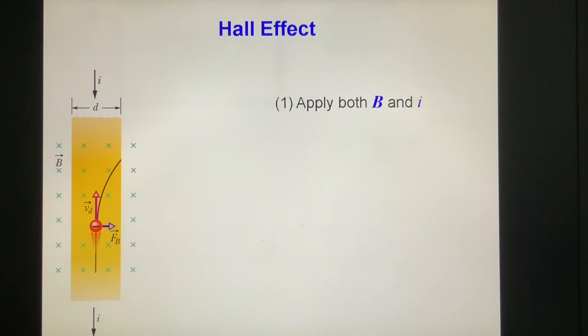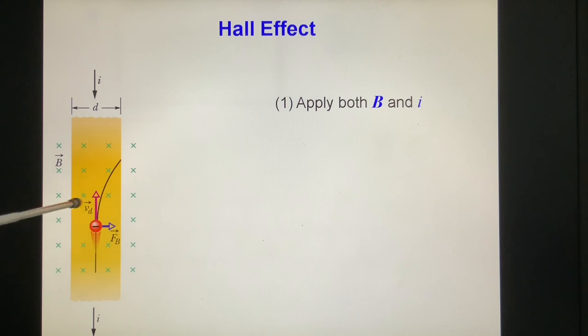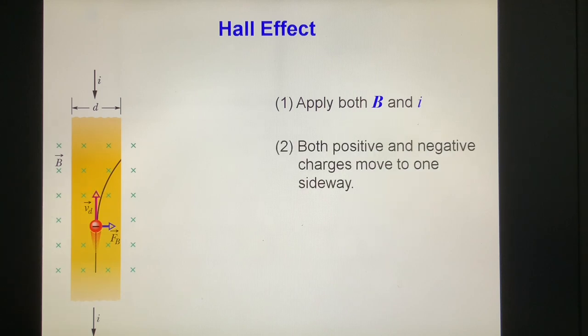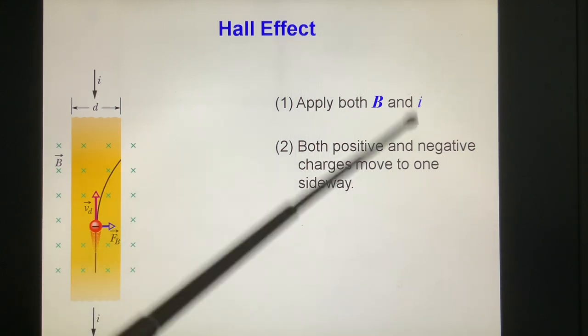First, we apply both a magnetic field B and a current. B is into the page, and the current goes from top to bottom in this copper wire. Second, both positive and negative charges move to one side, so then we can check whether the carrier is positive or negative.